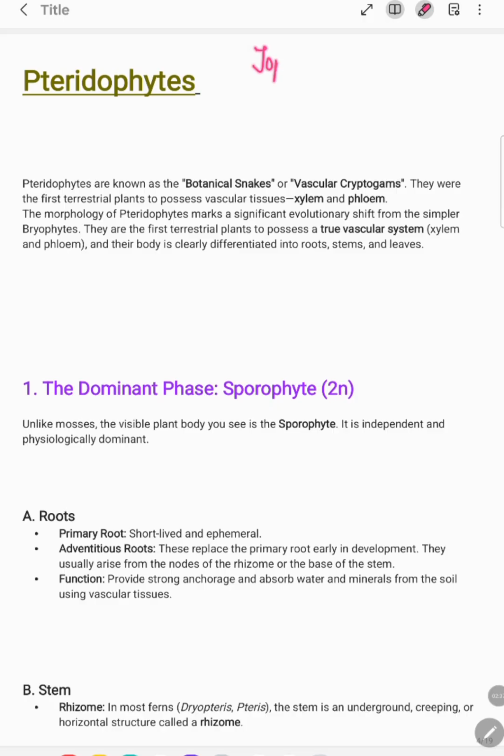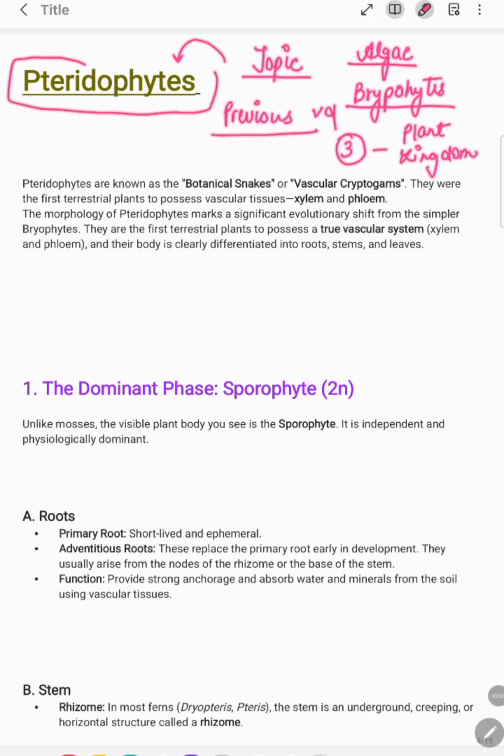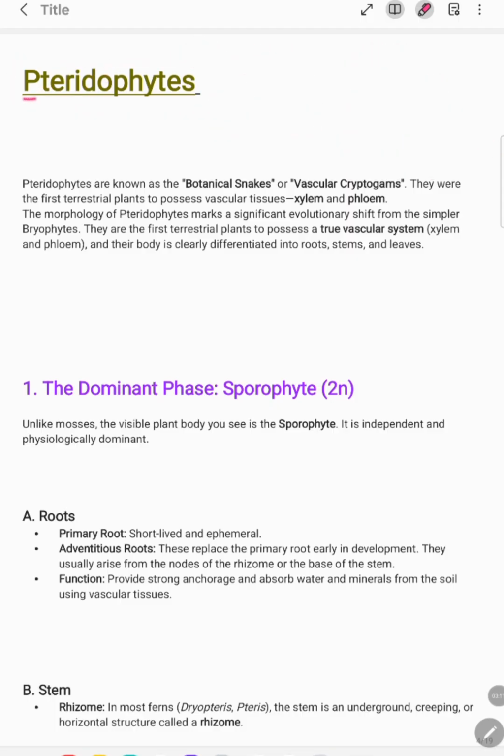So the topic for our discussion today is pteridophytes. In our previous videos we have already completed the algae, bryophytes entirely. Now we are going to discuss the third topic of the plant kingdom, which is your pteridophytes. Okay, let's begin.